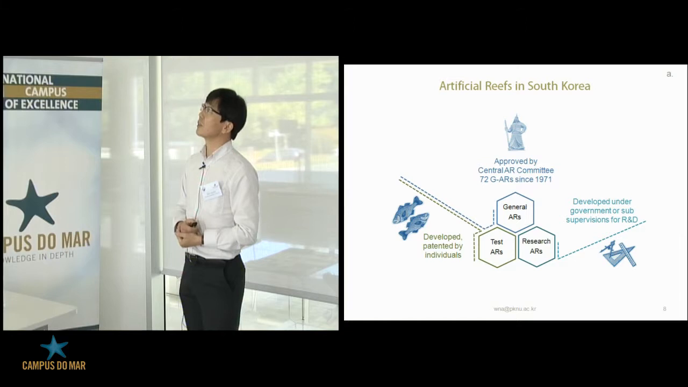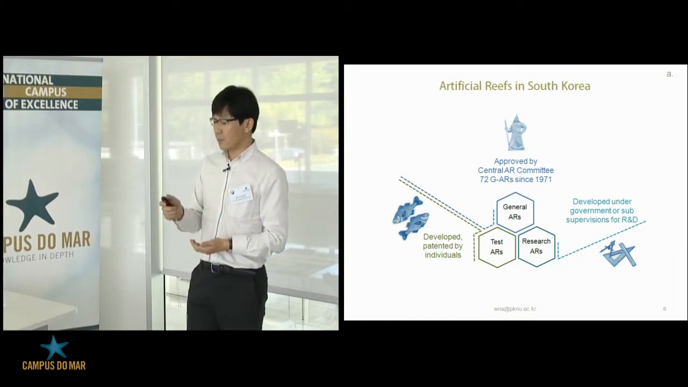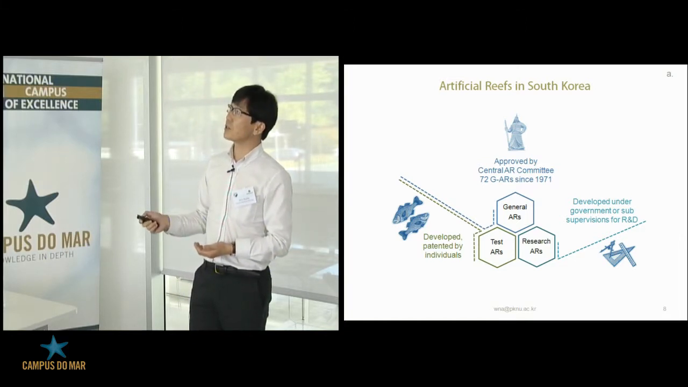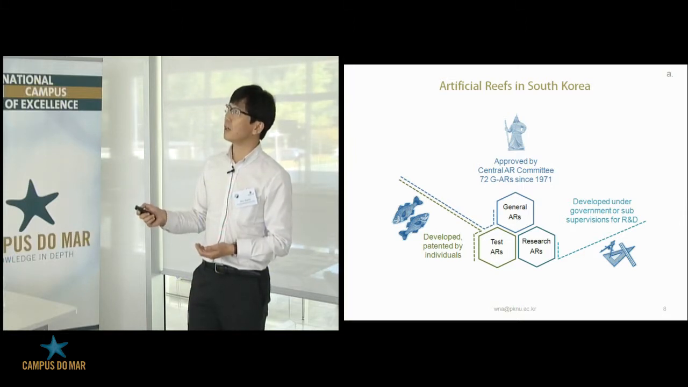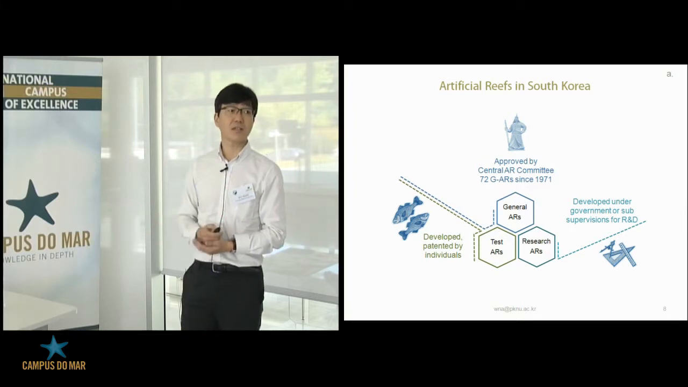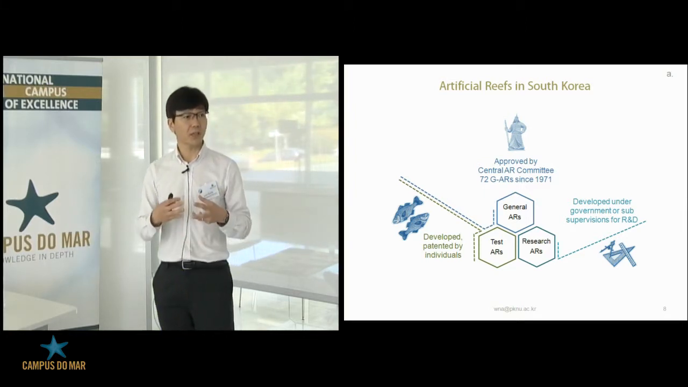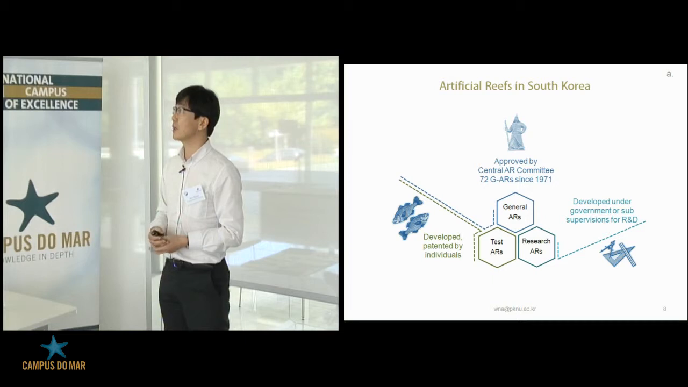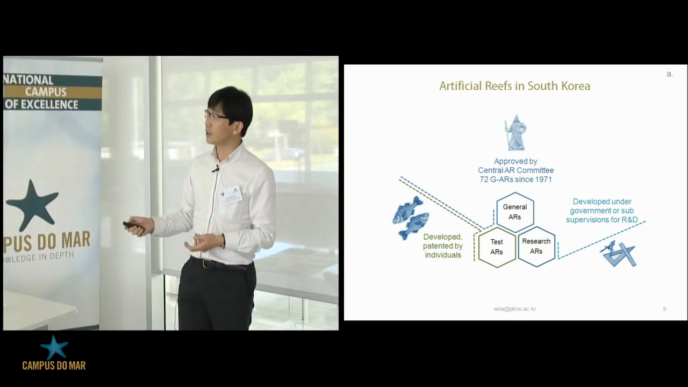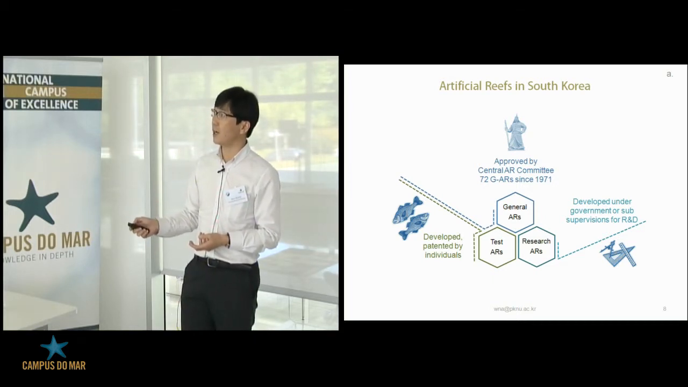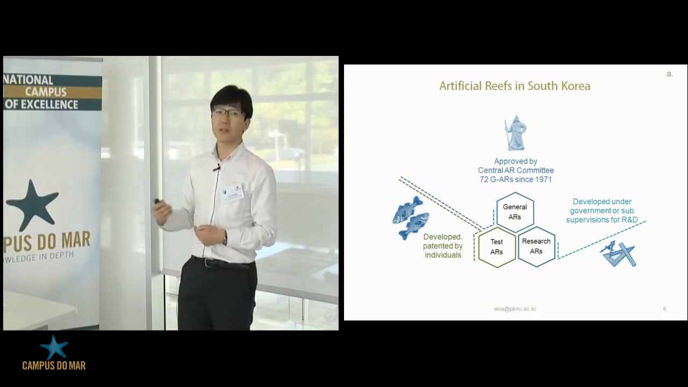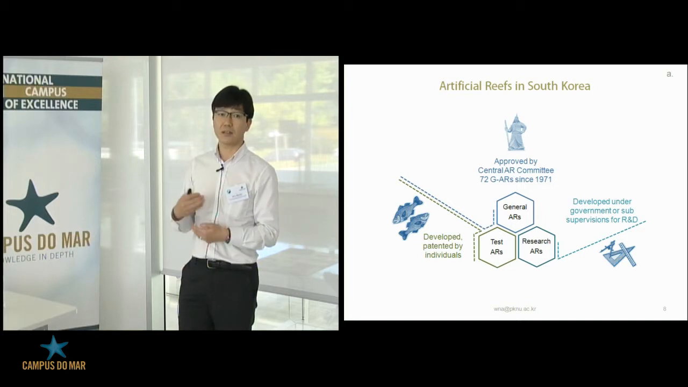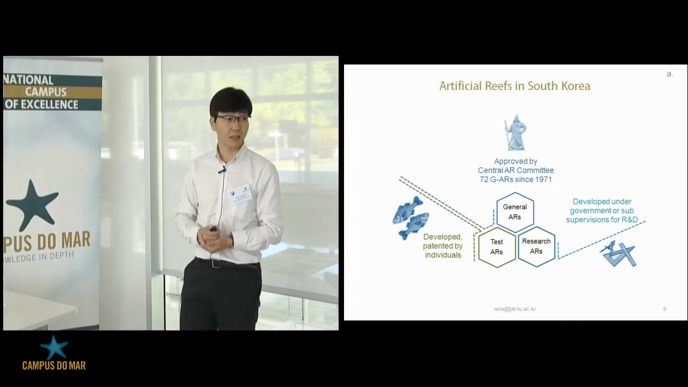continue the research. And there are 3 types of artificial reefs in South Korea. The first one is called general artificial reefs. This is nothing but approved by the Central Artificial Reef Committee. So since 1971, we have 17 general artificial reefs. And then the other one, the test and research artificial reefs, are all patterns developed by individuals or government or supervisions for research and development purpose. So these are candidates to be general artificial reefs.